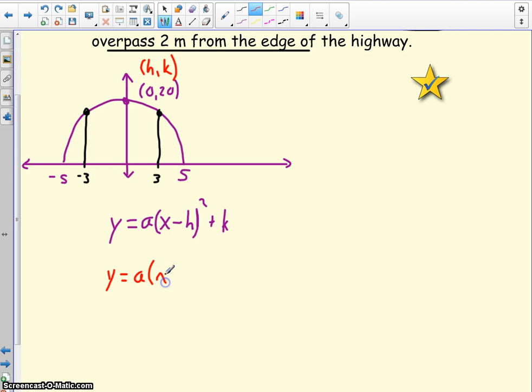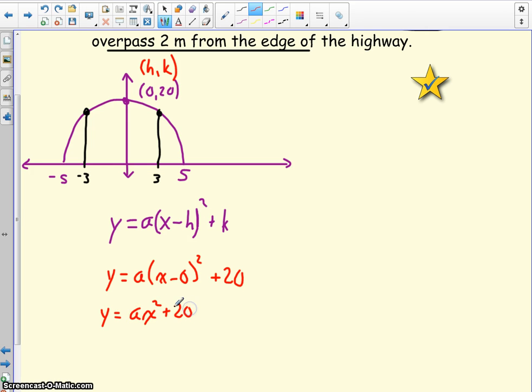So I'm going to have x minus 0 all squared plus k. Sorry, not plus k, plus 20, because k is 20. I'm just going to simplify it a little bit. X minus 0 doesn't really do anything. So just to clean it up, I'm just going to rewrite this as x minus 0, which is x, so ax squared plus 20.